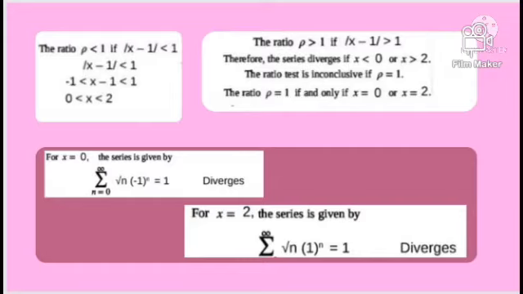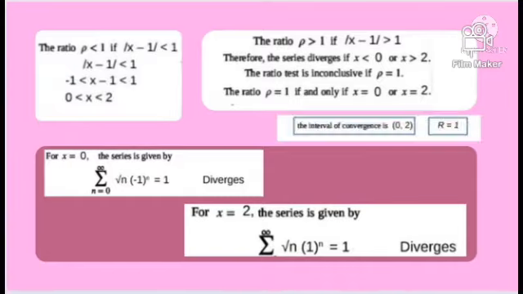So, for the x that is equal to 2, so our original equation is papalitan ulit natin ang x ng 2. So, ang magiging kalabasan is the series of n that starts from 0 to infinity is square root of n times plus 1 raised to n is equal to 1. So it diverges. So the interval of convergence is from 0 to 2 and our radius is 1.